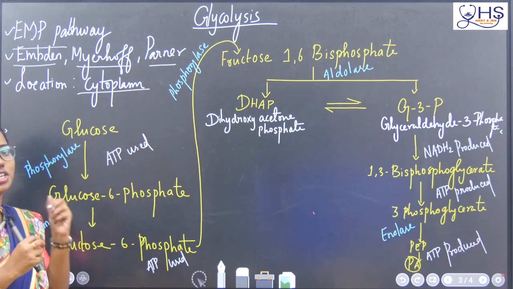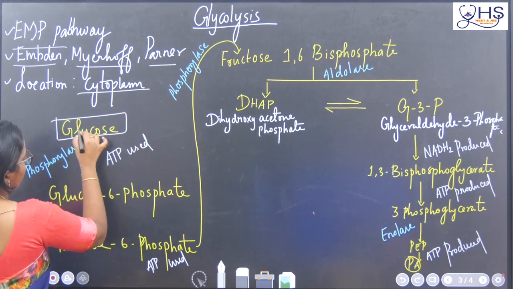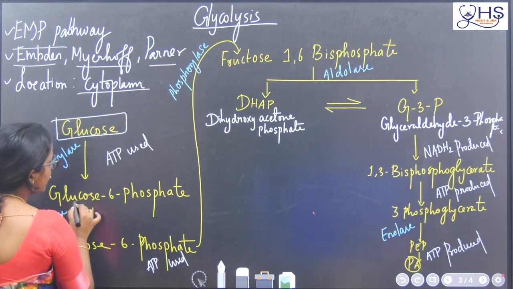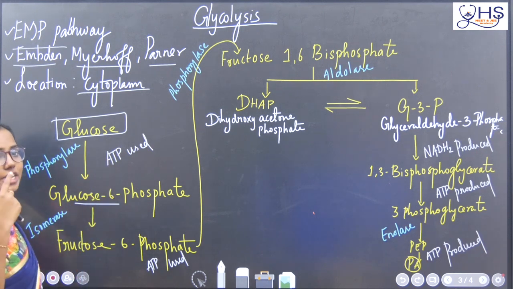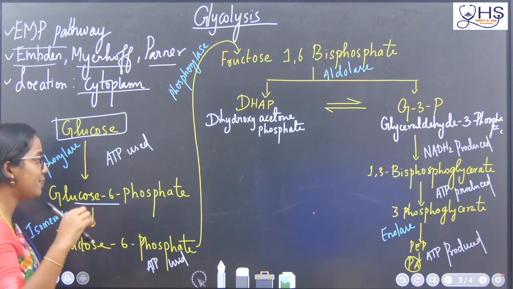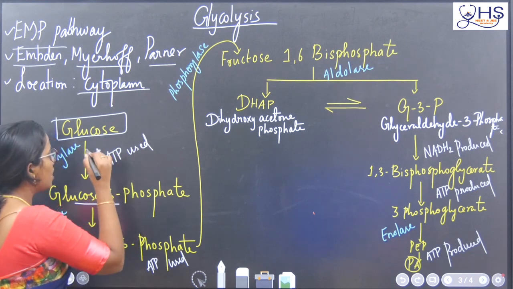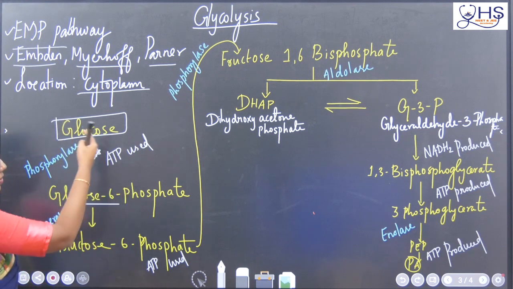So the first initial reactant is glucose. One molecule of glucose will change into glucose 6 phosphate. Because one phosphate is added, in the process of respiration ATP is produced. But for the very first step, ATP is used here. ATP is used to produce glucose 6 phosphate from glucose.